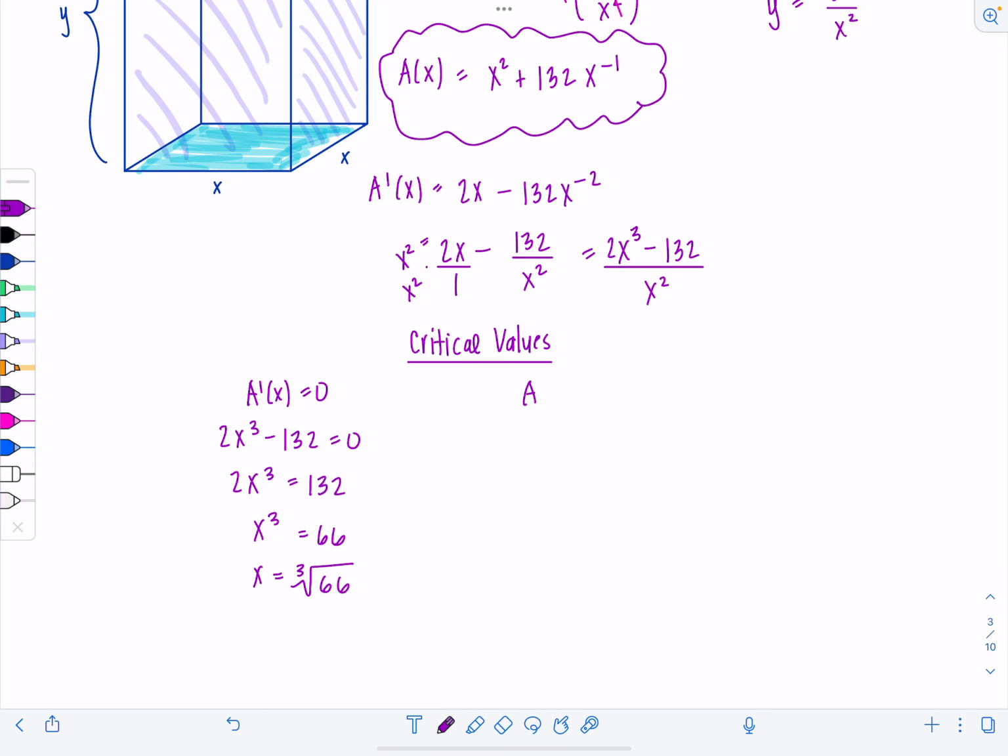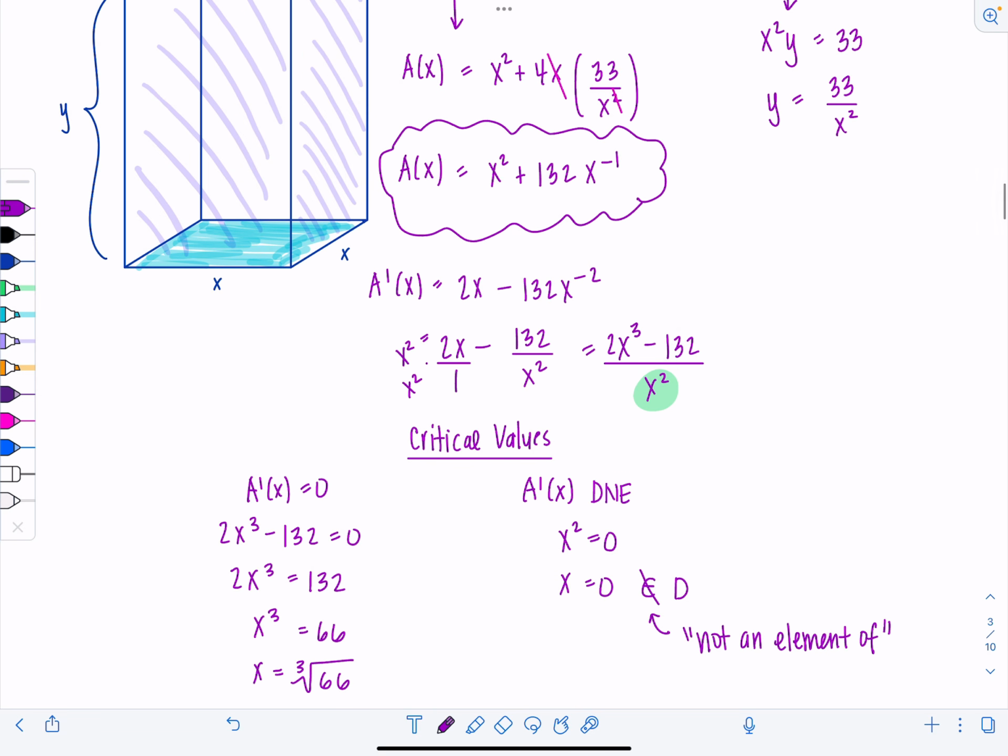The other place we get critical values is where A prime of x does not exist. That happens when the denominator of your derivative is 0. That would happen if x is 0, but again, that's not in the domain. What's this weird thing I wrote? That means not an element of, or doesn't belong to. It's not in the domain.